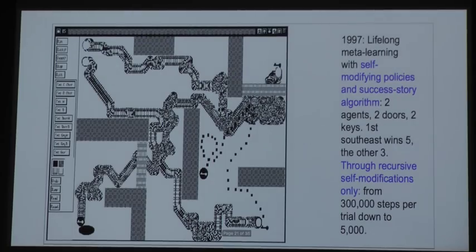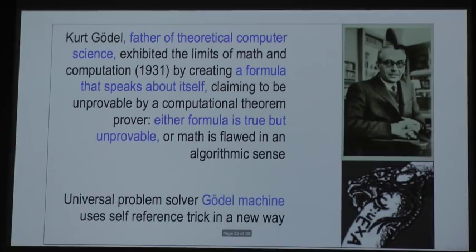This is an empirically motivated, totally self-referential system, self-modifying code, where the learning algorithm itself gets better and better over time. And then I thought, is there a best possible way of doing self-modifications, an optimal way of doing self-modifications? And that's then what led to the Gödel machine.